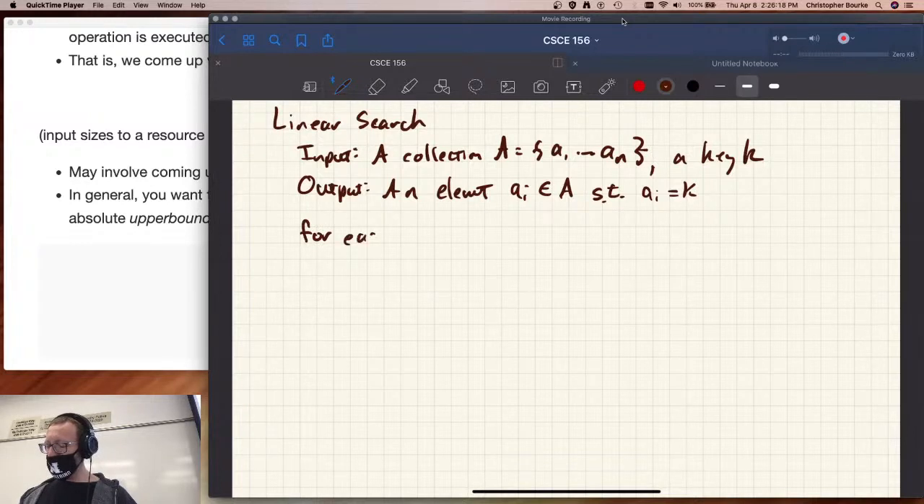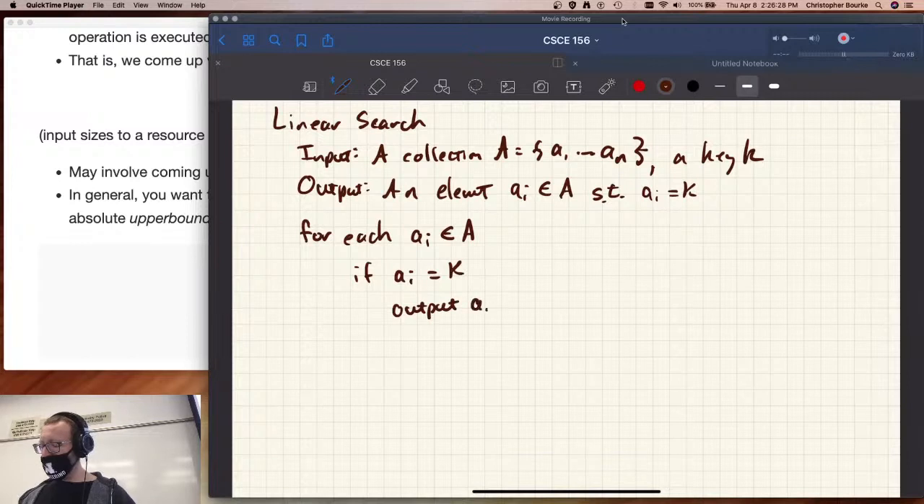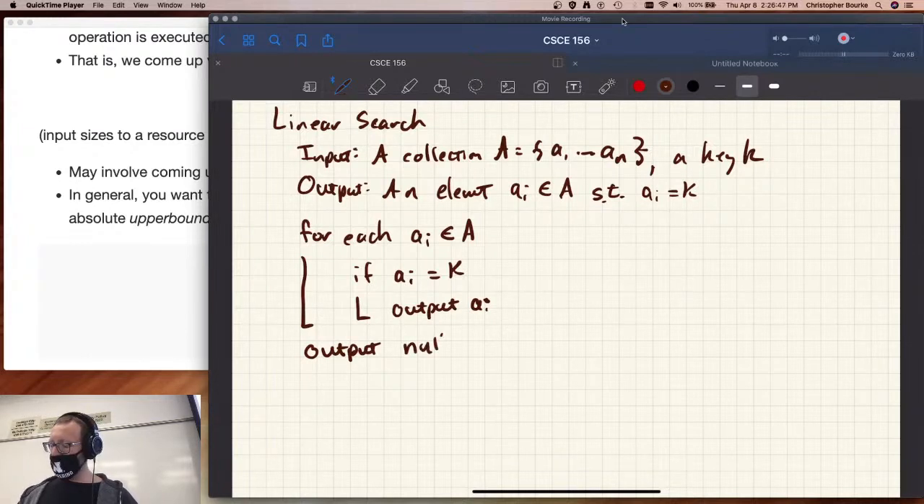Okay? Pretty straightforward at this point. For each a sub i in A, if a sub i is equal to the key K, output a sub i. And you're done. Except that it could result in an unsuccessful search. So what would we output in that case? If we go through every single element and we don't find what we're looking for, what should we output? Null?